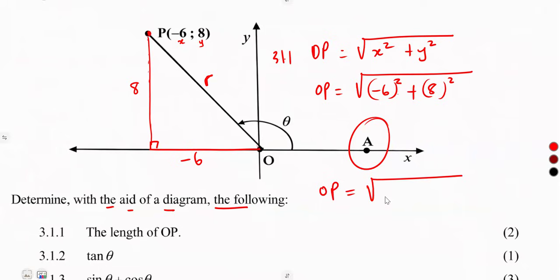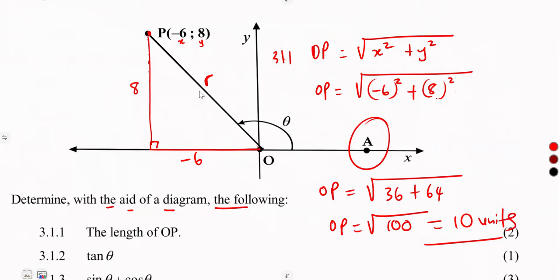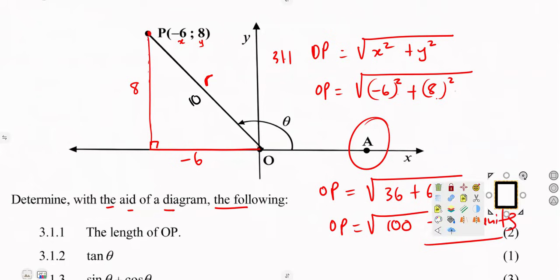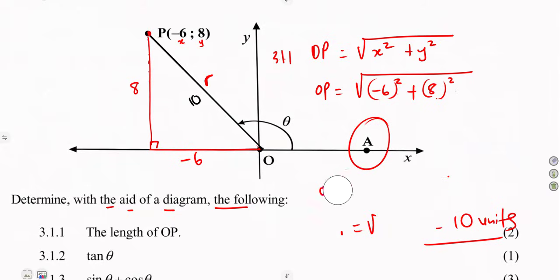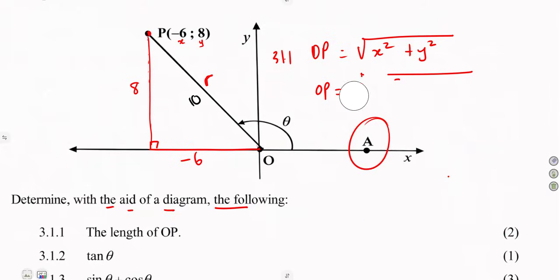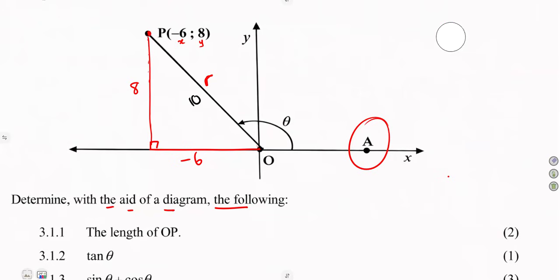Negative 6 squared is positive 36. 8 times 8 is 64. If you add, that's 100. And the square root of 100 is 10. So that's 10 units. That is the length. Simply use the hypotenuse concept. That's our R, the square root of x squared plus y squared.